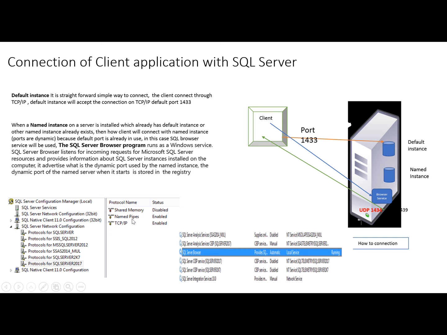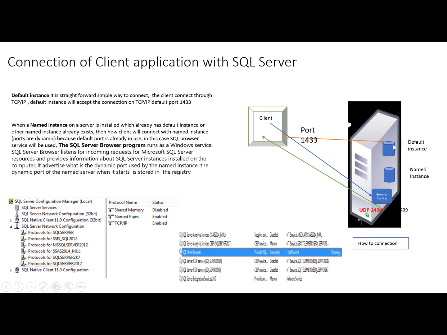And if the named pipe protocol is enabled, then SQL Server will listen on a specific named pipe. Now if SQL Server is installed as a default instance, the client communication with the server is very simple and straightforward. The client will use a default port. For the SQL Server default instance, the default port is 1433. So the client knows about this port, and it will directly communicate on this port with the default instance.